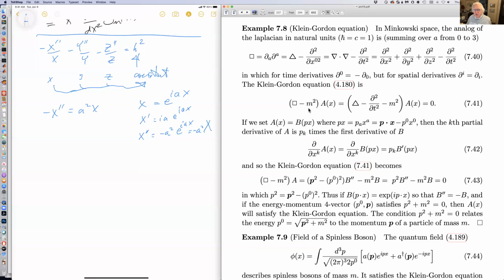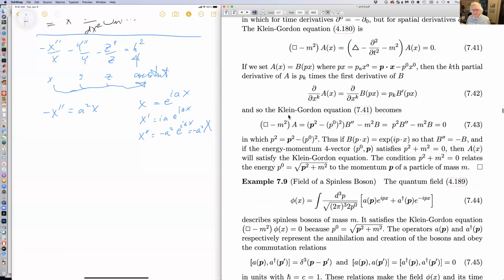So the Klein-Gordon equation is box minus m squared. It looks like this. Again, we're in these units. If we set a of x equal to b of a single variable, p·x, where x has four components, x0, x1, x2, x3, and p·x is just one variable, then the kth derivative of a, which is the kth derivative of b of p·x, is just p_k times the derivative of b with respect to p·x.